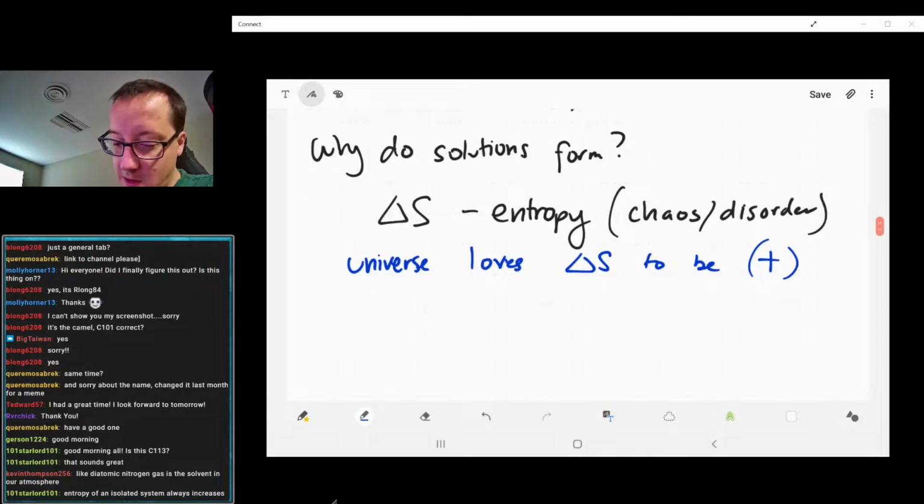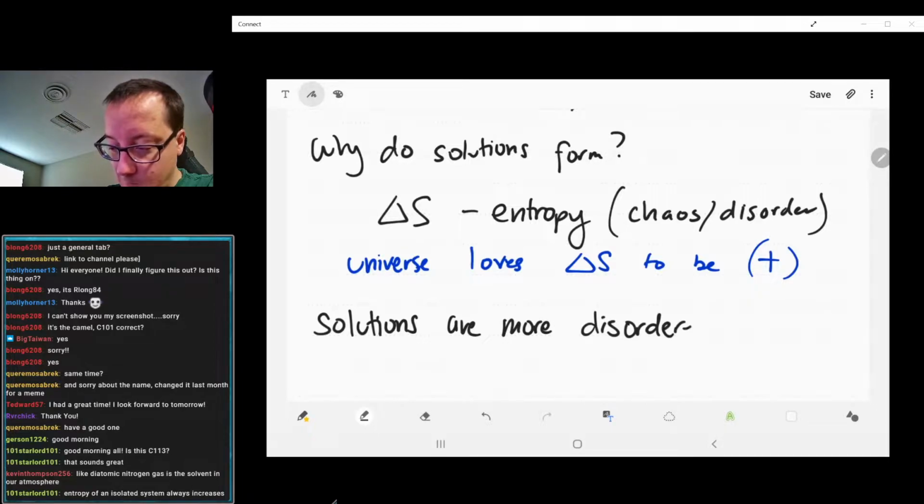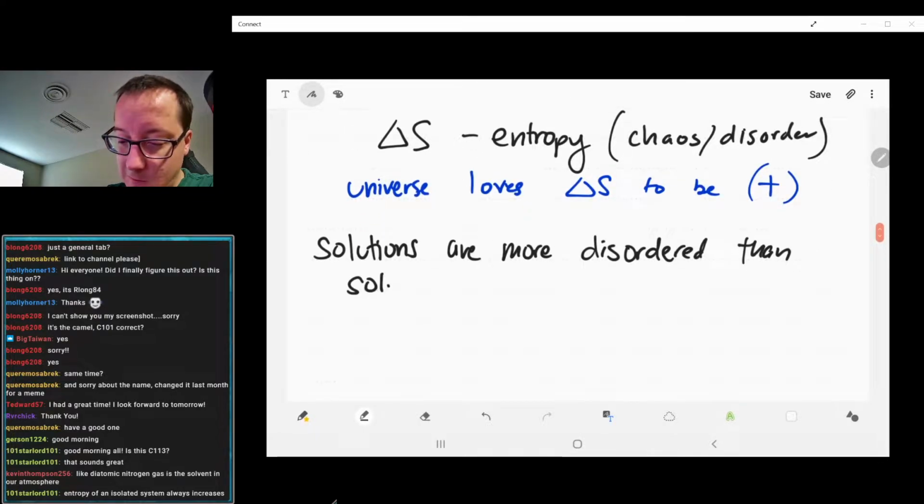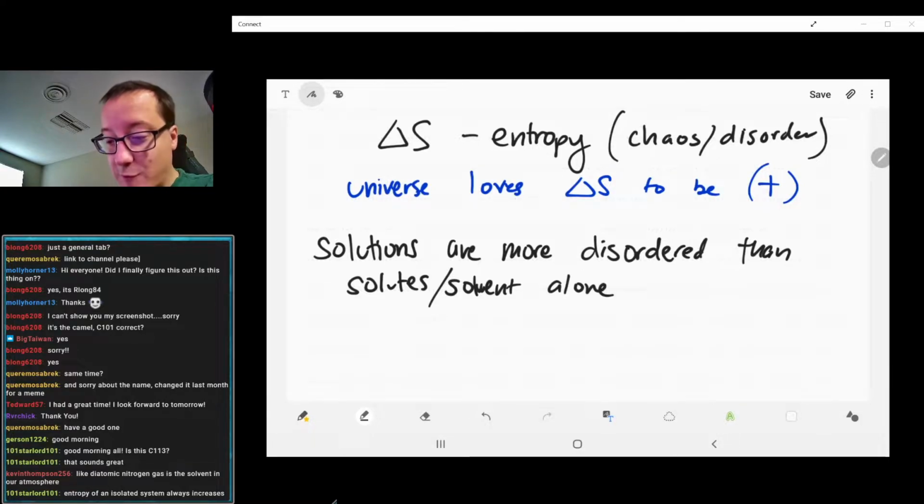So, solutions are more disordered than the solutes or solvent alone. So, for solution formation, that's always going to be a positive entropy. So the universe wants us to make solutions.